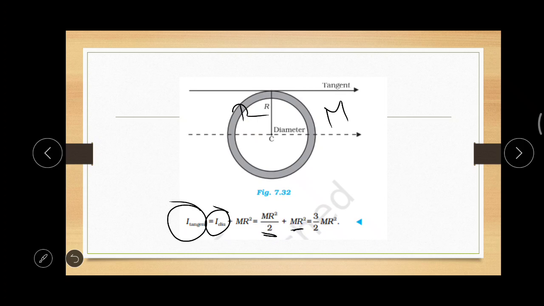That is according to the parallel axis theorem, I tangent is equal to I diameter plus m into r square. So the value will be 3 by 2 mr square. So the value of the moment of inertia along the tangent will be equal to 3 by 2 times mr square. Okay.